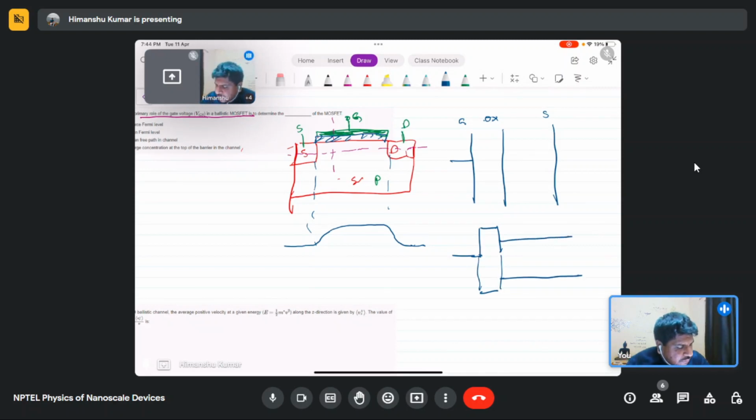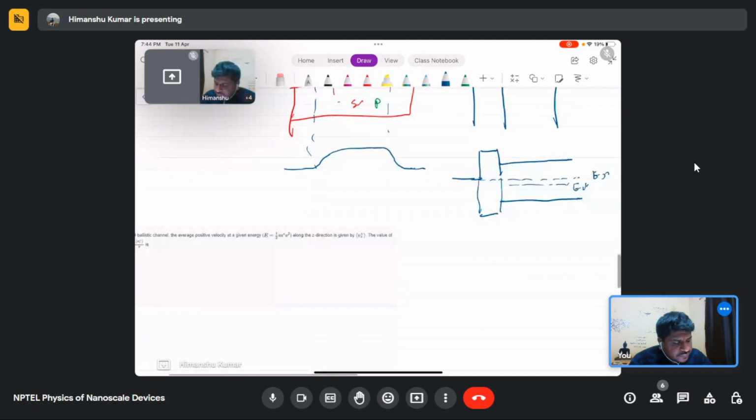Now at equilibrium the Fermi level will be aligned, so this is EF, and we can write the EI level, the intrinsic energy level. Now if we start applying the gate voltage, what will happen is this band will start pulling down. So now if we start applying the gate voltage, the band will look like this.